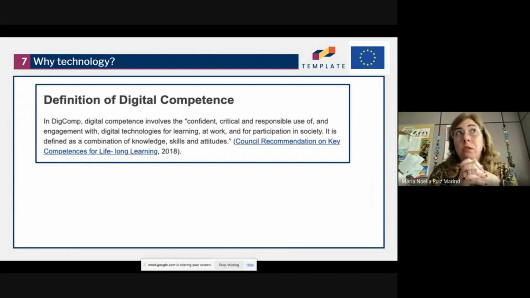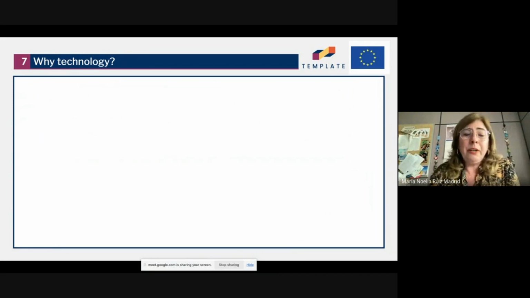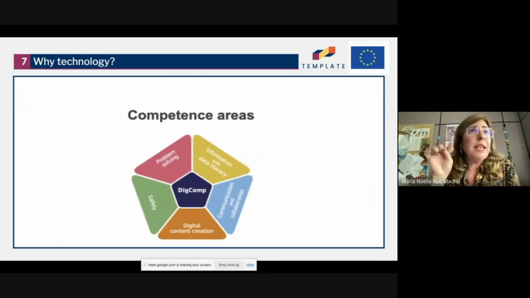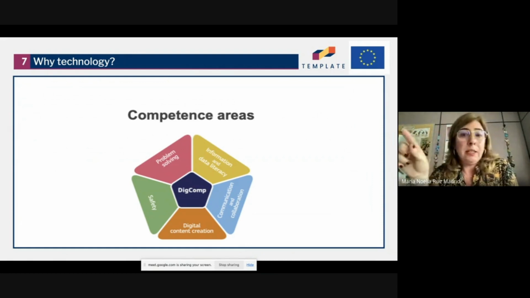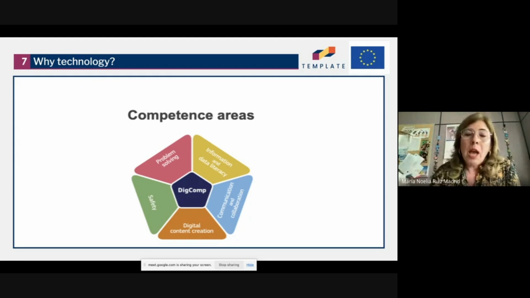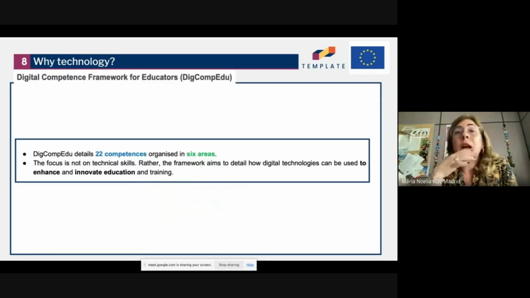We're going to focus on learning, of course, because it's the education field which matters here. So the six competence areas that the Council of Europe distinguishes are problem solving, information and data literacy, communication and collaboration, digital content creation, and safety. So to be digitally competent means to master, or to know, or to be competent in these six different areas. How is this transferred to the world of education?